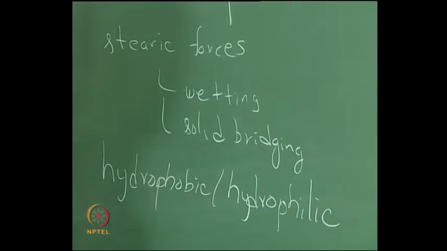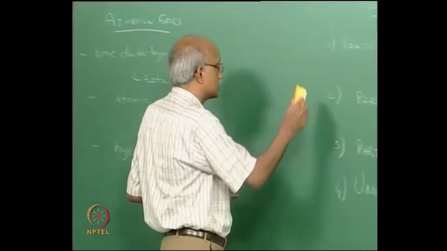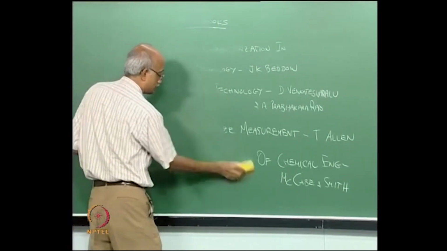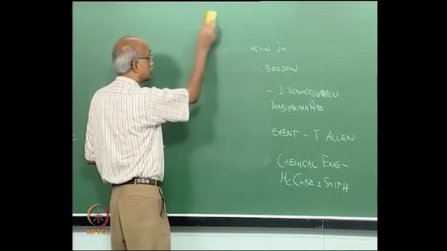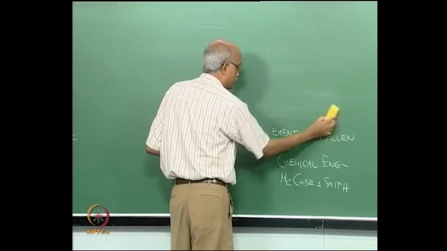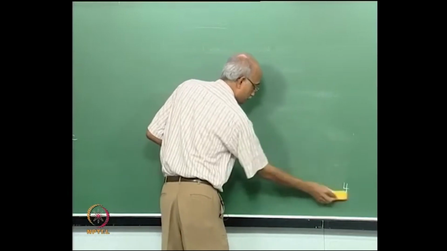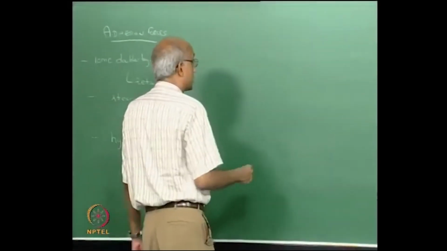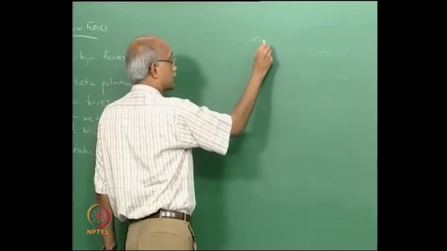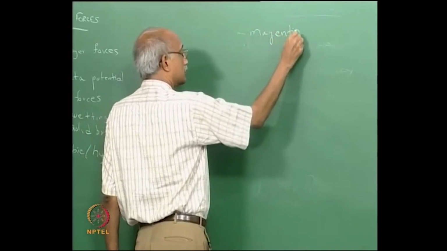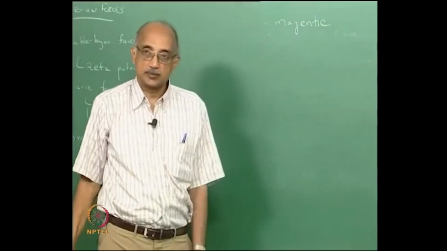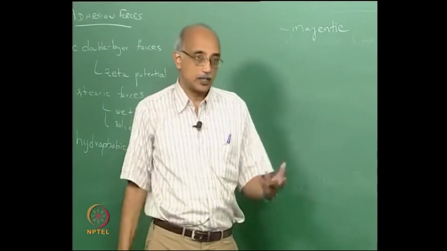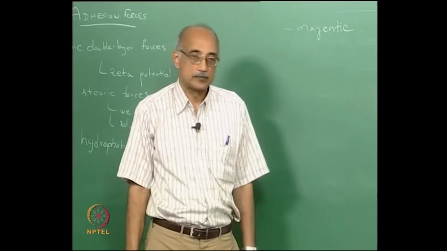Now, in addition to this, there are a variety of forces that apply in specific situations. These are forces that are universal. Whatever the combination of particle and surface, you would expect these forces to apply. But there are other forces such as magnetic forces. Obviously, if you have two magnetizable surfaces, the adhesion force between them or the repulsion force between them will be dominated by the magnetic field that is set up between them.